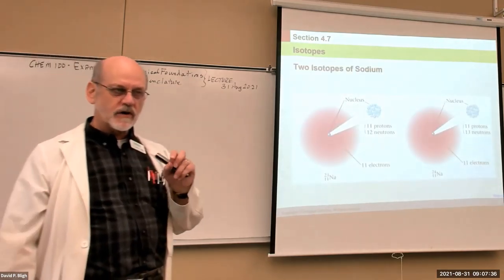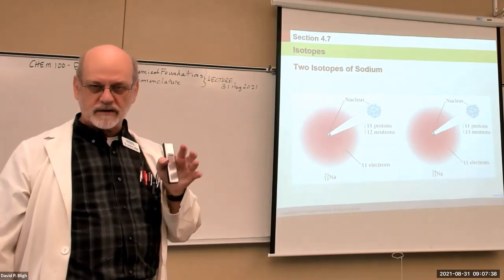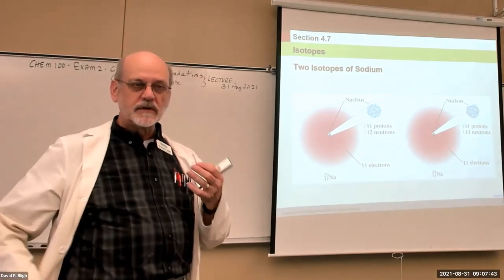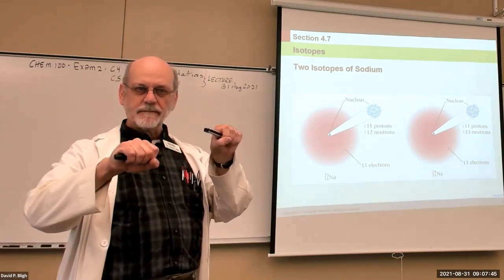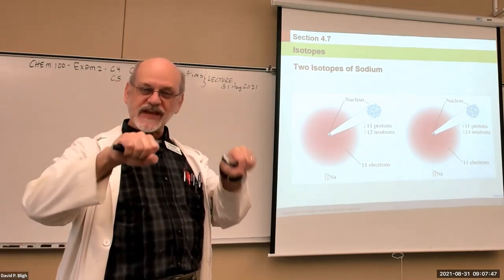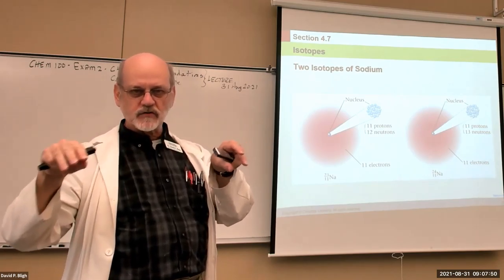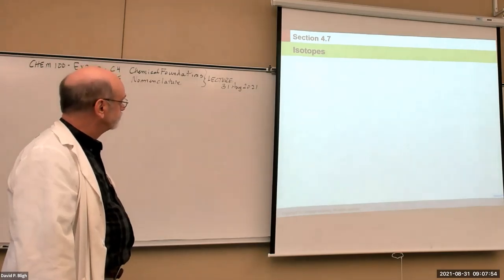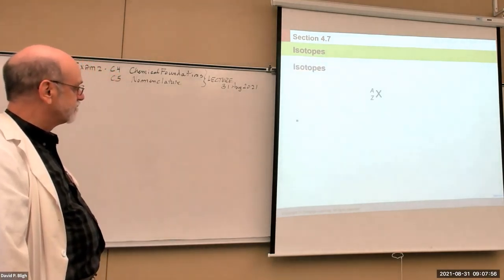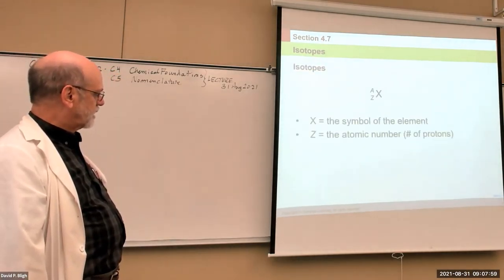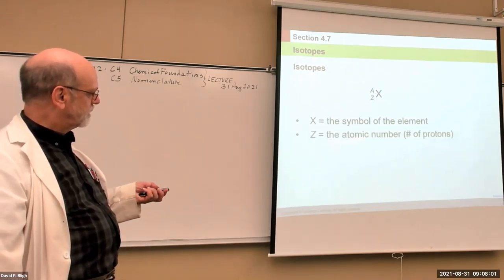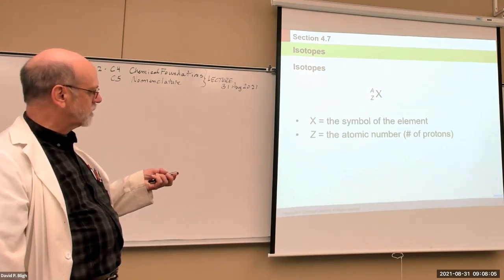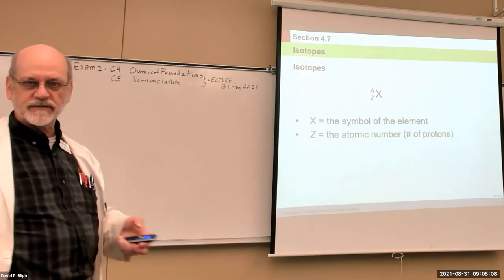Most elements in nature are composed of two or more isotopes. An isotope is simply an atom, two atoms or more, with the same number of protons and different numbers of neutrons. Those are isotopes. So here's our symbol. And here's the description I gave you earlier. We just left out the charge and the number of atoms.